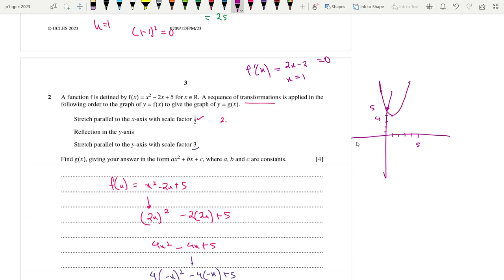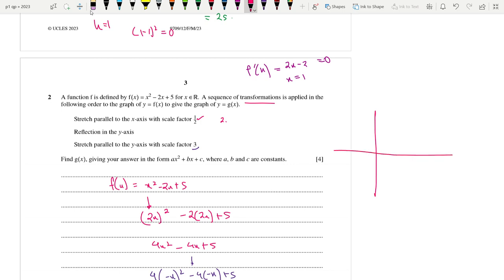It does not cross the x-axis. So that's not really important over here. We don't need to draw the graph for this. But in general, I want to talk about something. Let's talk about the basic steps. Like a stretch parallel to the x-axis. What does that mean? This is actually a horizontal stretch where the stretch factor is half.